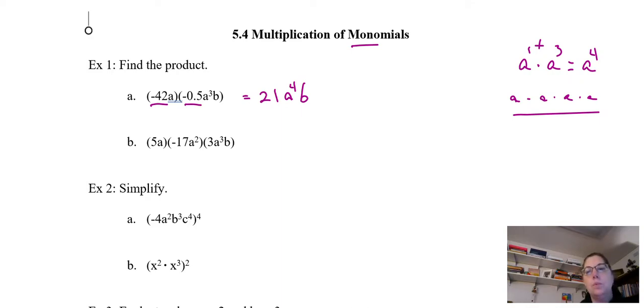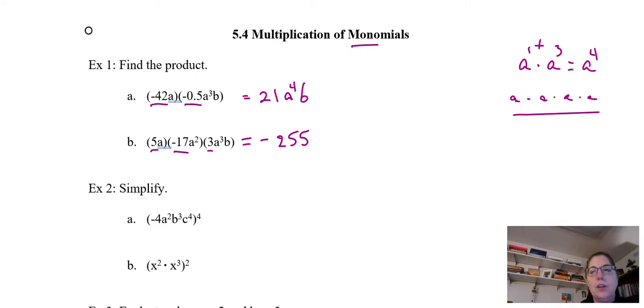Now if you have more terms, it is still the same application. We're going to put the like terms together. So the 5, the negative 17, and the 3 all get multiplied together, and that one I am not going to do in my head. I'm grabbing my calculator, which I should have already had out. 5 times 17 times 3. A positive times a negative is a negative, and then that negative times a positive is a negative. So I have negative 255 for the number.